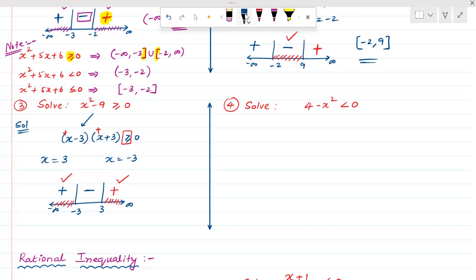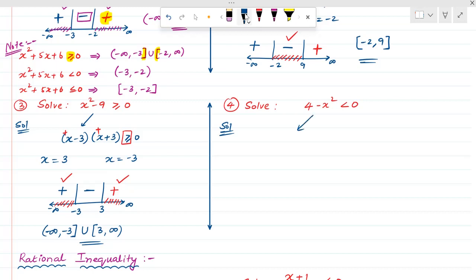So it is this one and this one. So I will write the solution here: minus infinity to minus 3, closed. Why? It is given more than or equal. Union, closed 3 comma plus infinity. So that's it. Now the next question here, we will have 4 minus x square less than 0.